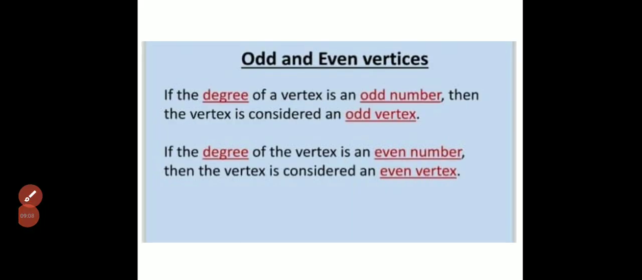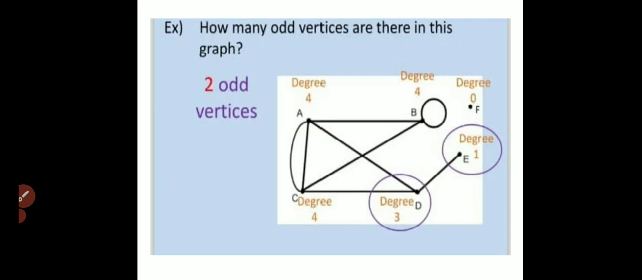See the definition. If the degree of a vertex is an odd number, then the vertex is an odd vertex. If the degree of the vertex is an even number, then the vertex is an even vertex. Okay, next. Here we have one question. How many odd vertices are there in this graph?